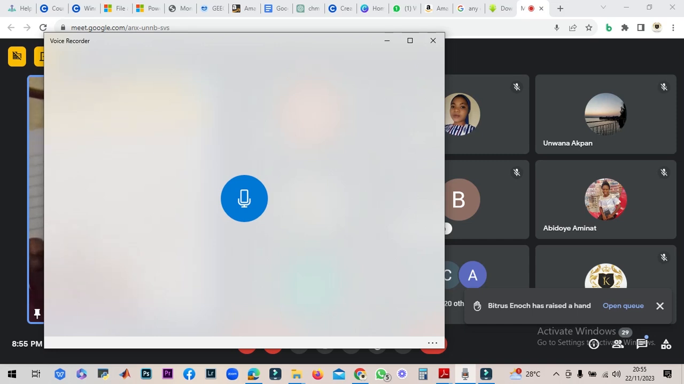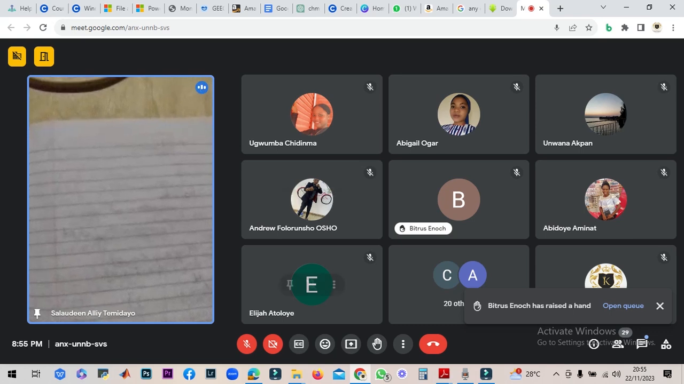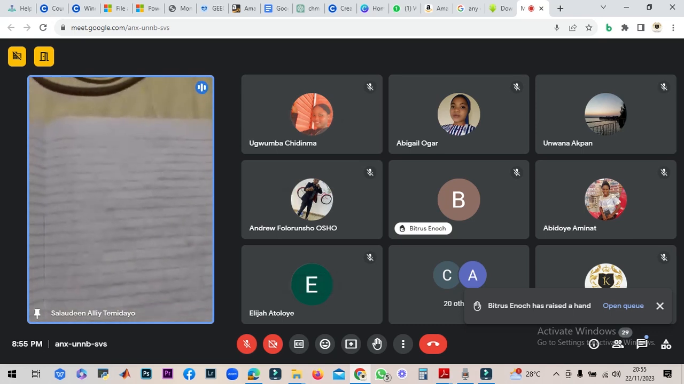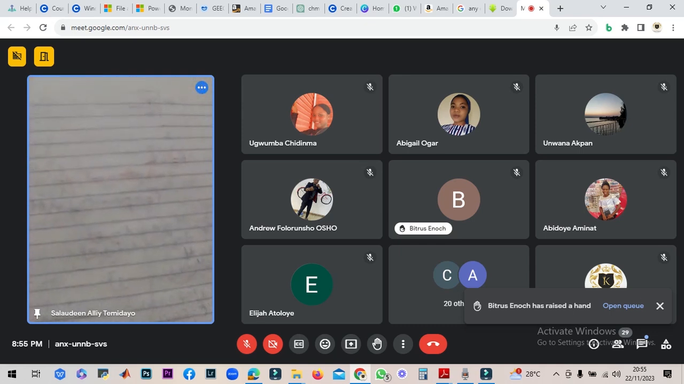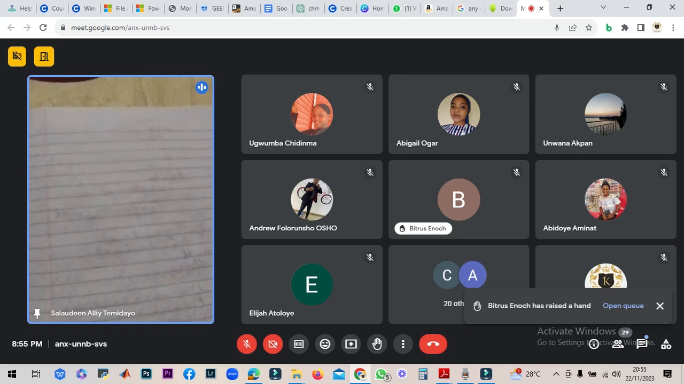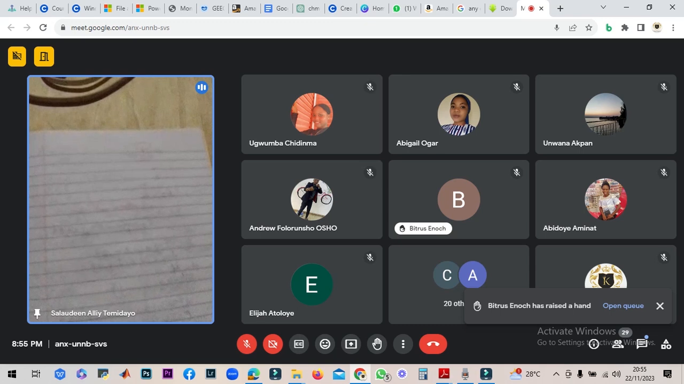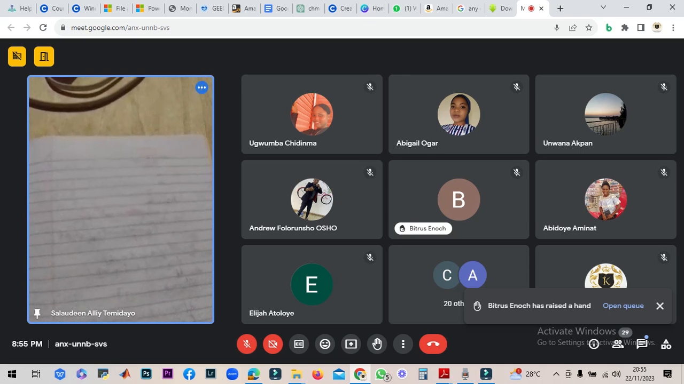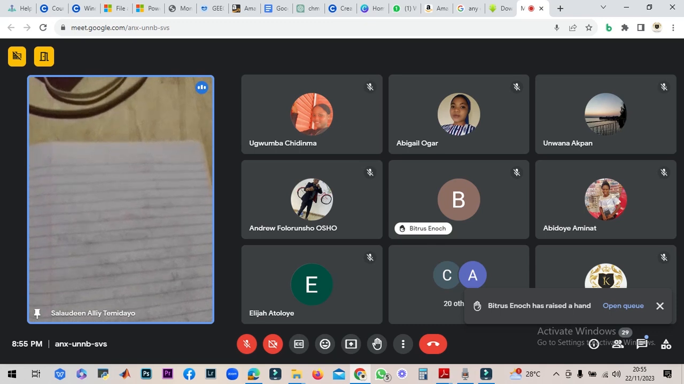An undergraduate weighed out 20 grams of sodium hydroxide pellets. If sodium is 23, oxygen is 16, and hydrogen is 1, what is the mole of sodium hydroxide? I'll read again. An undergraduate weighed out 20 grams of sodium hydroxide pellets. If sodium is 23, oxygen is 16, and hydrogen is 1, what is the mole of this sodium hydroxide?